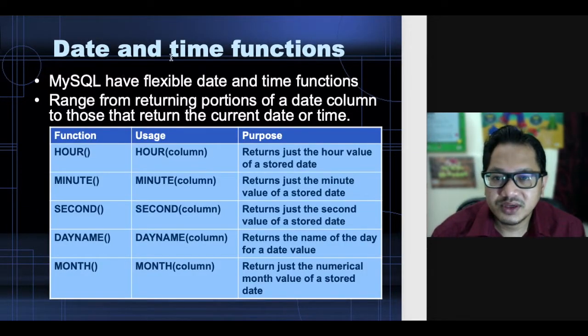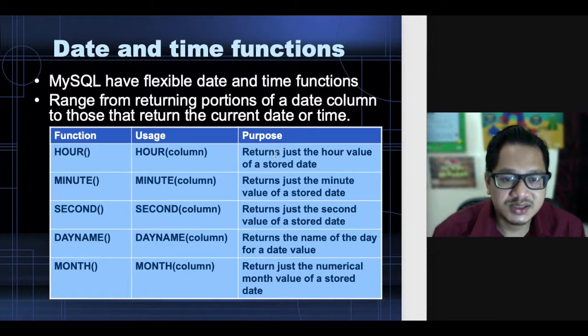Alright, this one is for the date and time function. Okay, we have hours, minute, second and so on. This is the usage, our column, and then the purpose. Just to return just the hour only and store the date. This already has its purpose. Okay, every function in SQL. For month, just return the numeric month.